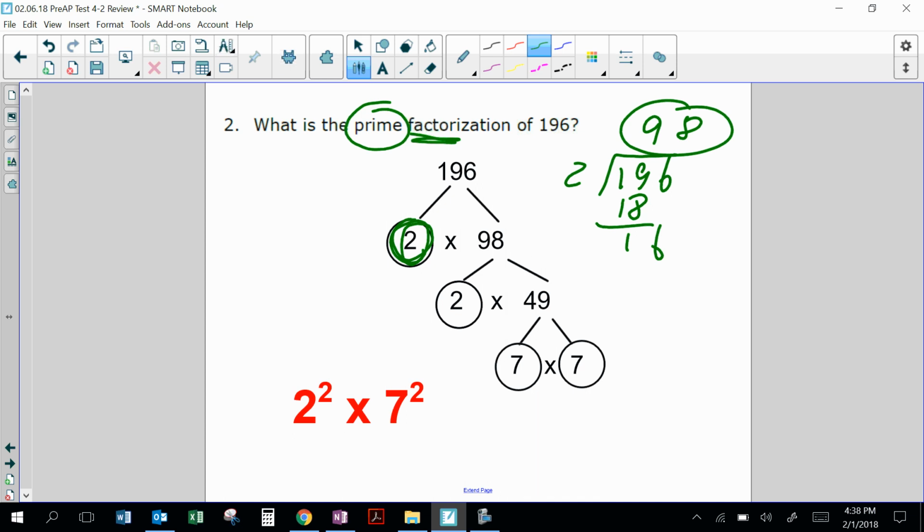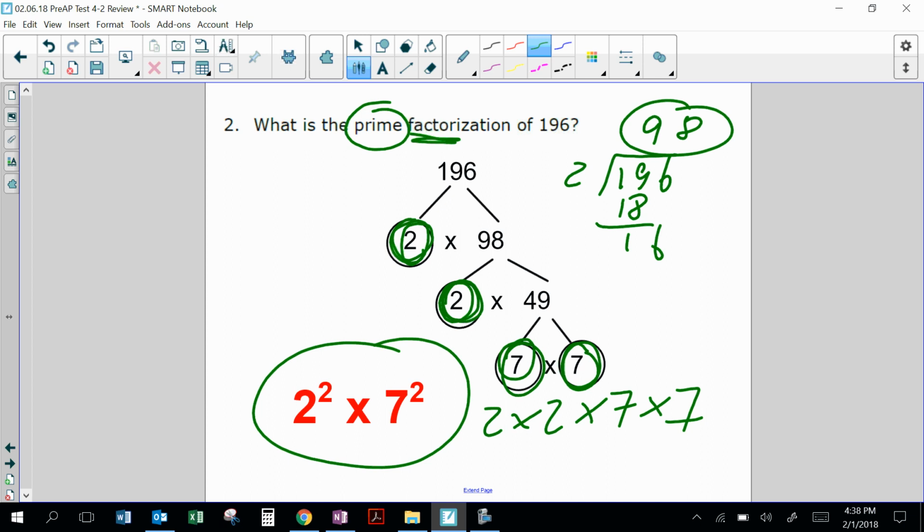How do I break a 98 down? 2 times 49. So I have a 2. How do I break a 49 down? 7 times 7. Can you break a 7 down? No, you cannot. So how can I write this? 2 times 2 times 7 times 7 using exponents. 2 times 2 is 2 squared, times 7 squared, and this is the prime factorization. So it's 2 squared times 7 squared equals 196.